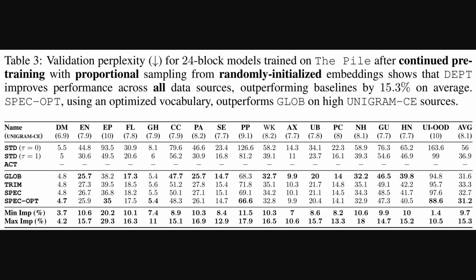Alright, and similar to the MC4 results, this table shows validation perplexity, but this time on the PILE dataset after continued pre-training. Again, lower is better. Across the board, the DEPT methods achieve lower perplexity compared to the standard training baselines, showing an average improvement of about 15%. Spec opt, with its optimized vocabulary, does particularly well on certain sources. So this further confirms that DEPT improves generalization on diverse datasets.